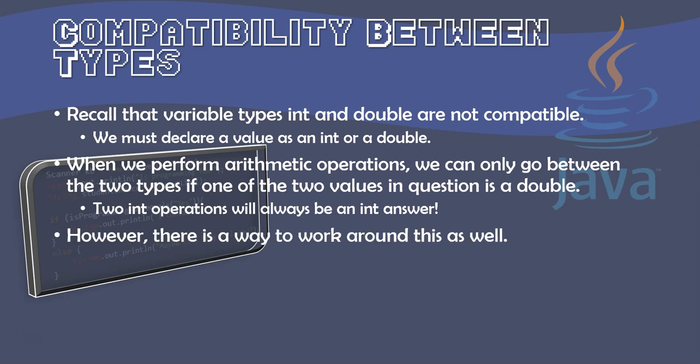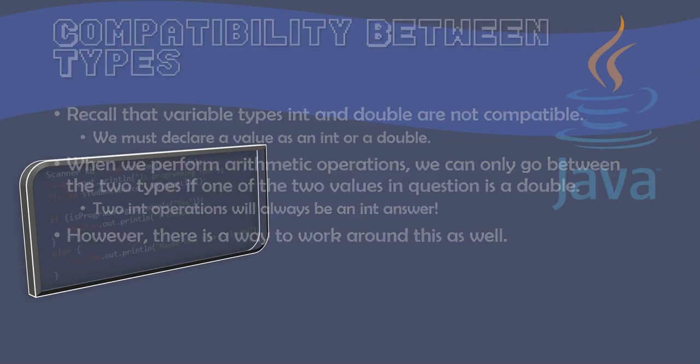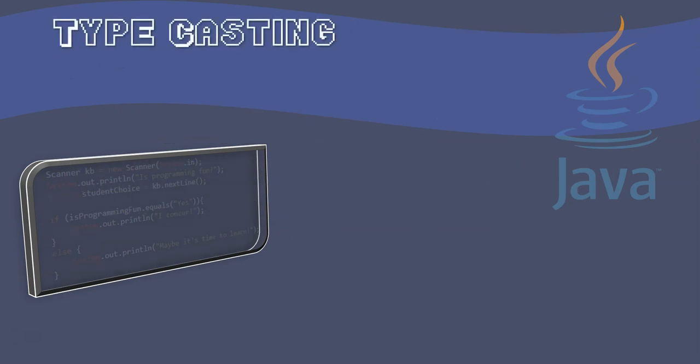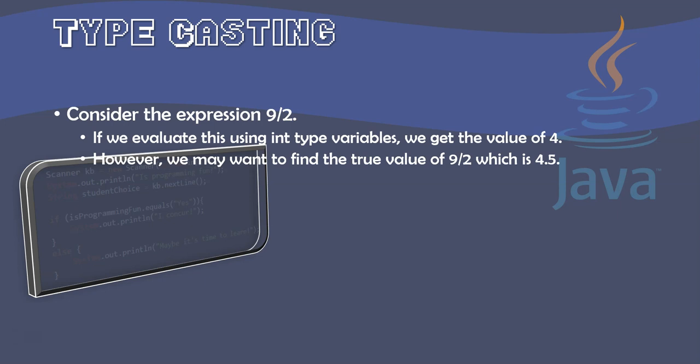However, there is actually a way for us to kind of get around this. Let's say I want to do an int plus a double and I want it to be an integer. We do have a way to force Java to say, give me an integer. And that is using what's called typecasting. Now, typecasting is something that's built right into Java. All right, and let's look at this with a very simple expression here.